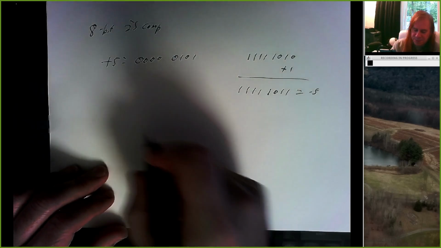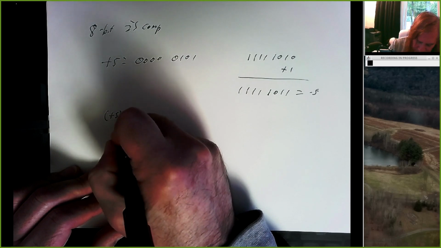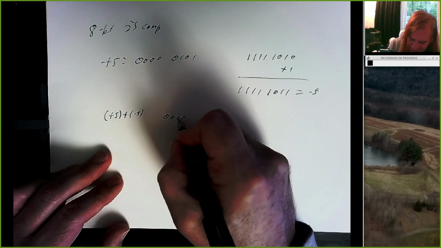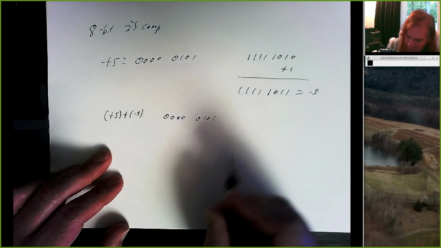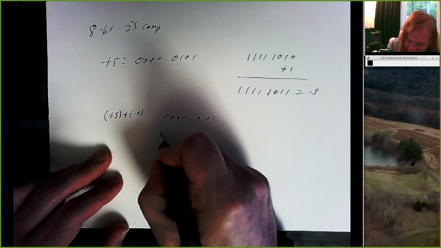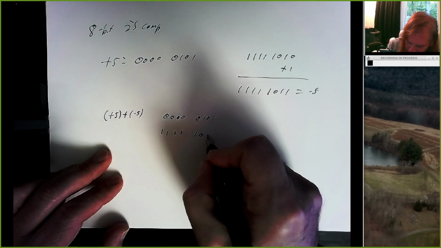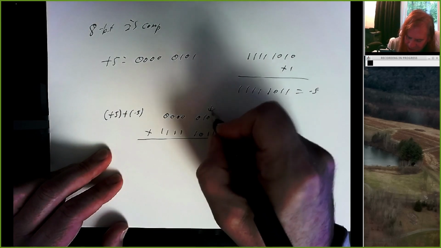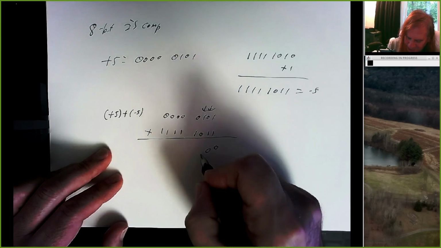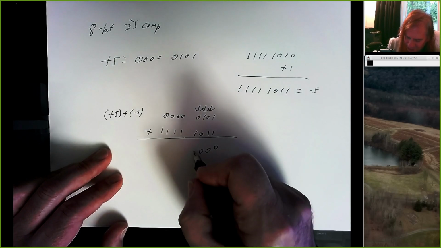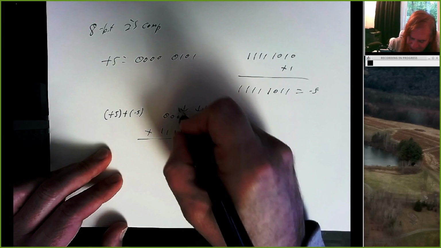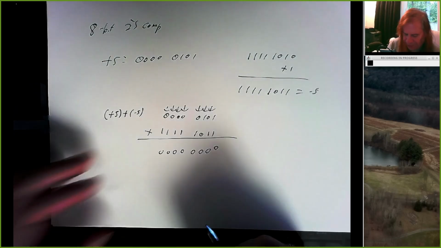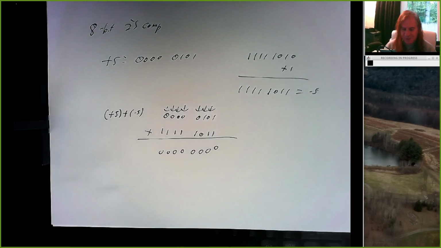And now if we do +5 plus -5, we take the representation of +5. That's the usual representation. We take the 2's complement representation of -5, and we add them together. 1 and 1 is 0 with a carry, 1 0 1 is 0 with a carry, 1 1 0 is 0 with a carry, 1 0 1 is 0 with a carry, and that repeats. And we end up with good old 0, which is what we would like when we take 5 and we add -5.